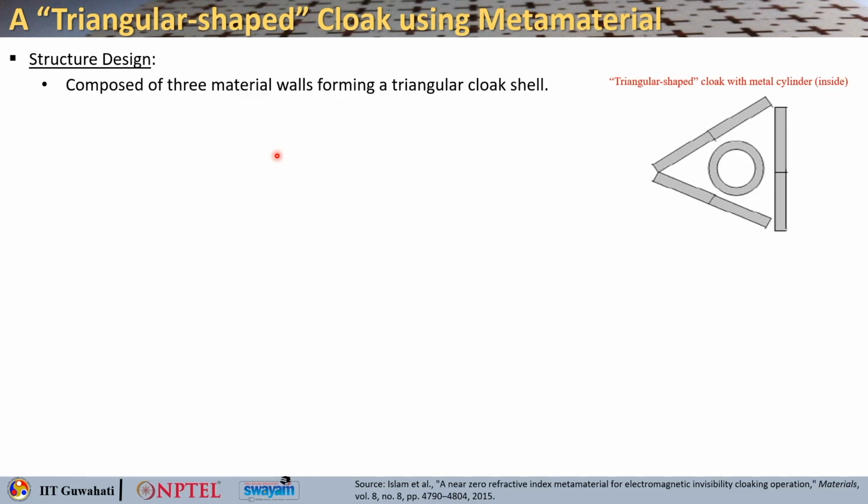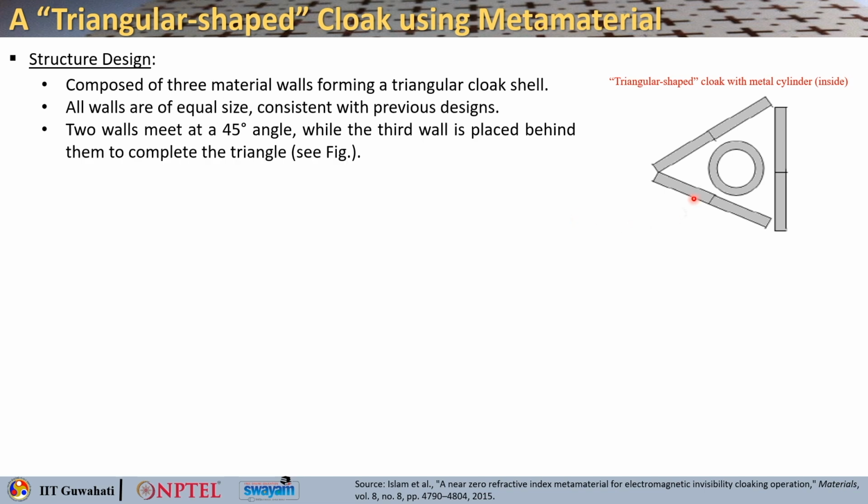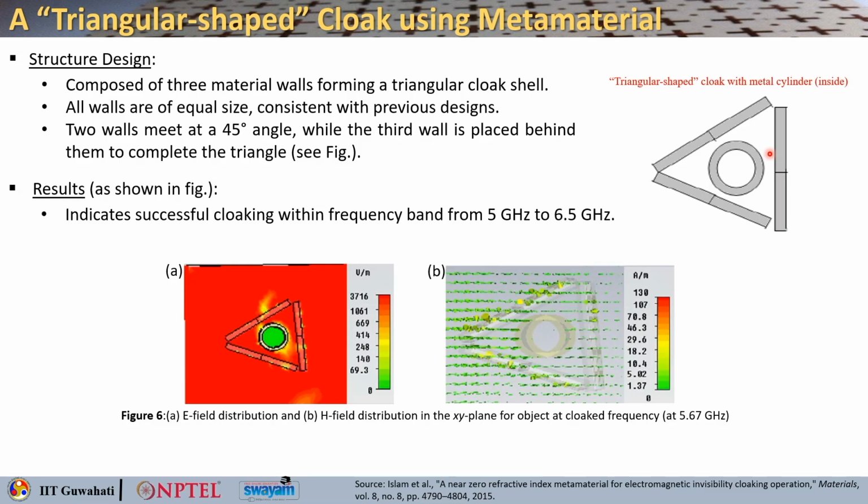You can also make a triangular shaped cloak using the same kind of material. In this case, instead of 4 walls, it will be 3 walls forming a triangular cloak shell. All the walls are considered to be of equal size, consistent with the previous designs that we have discussed. Here you will see that two walls meet at a 45-degree angle, and then you place the third wall behind them to complete the triangle.